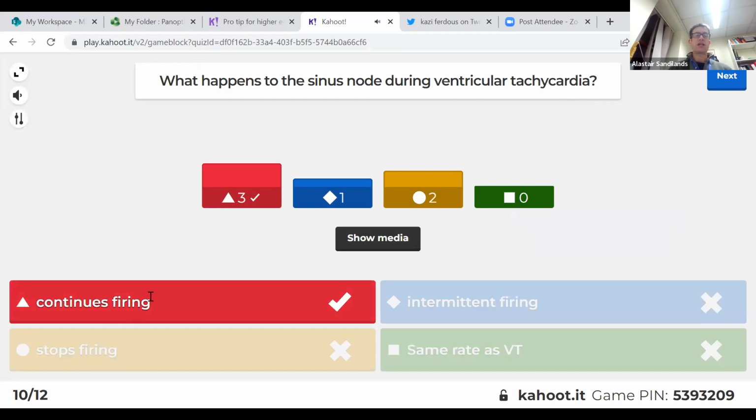Yes, so the sinus node continues firing at its own normal rate. It doesn't do intermittent firing. It's not the same rate as the VT at all, and it doesn't stop firing.